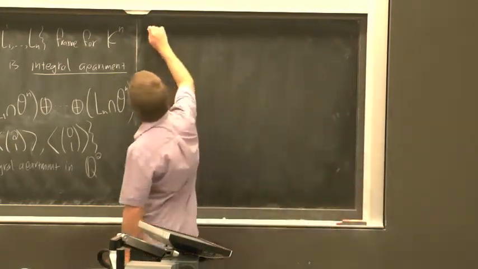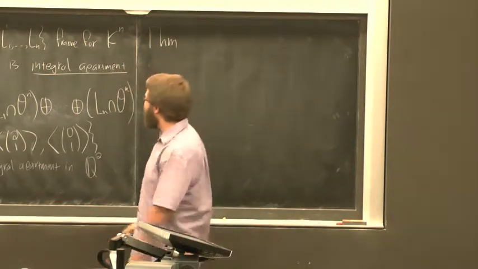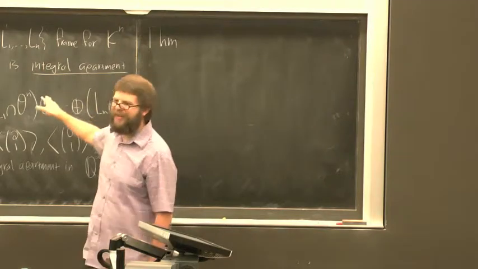So the theorem. Oh, and that's a one that acts transitively. Yeah. SL_n(O) acts transitively on these integral apartments. That's right. Yeah.